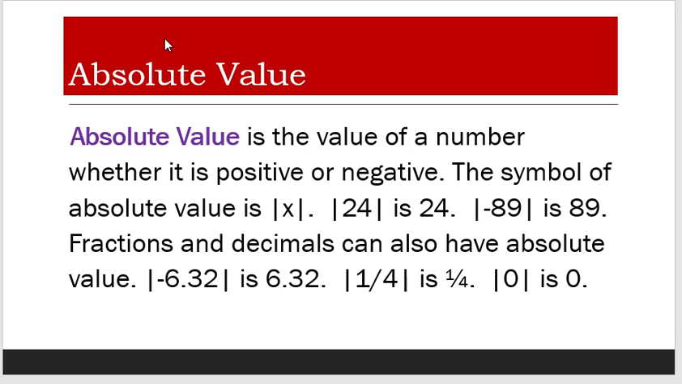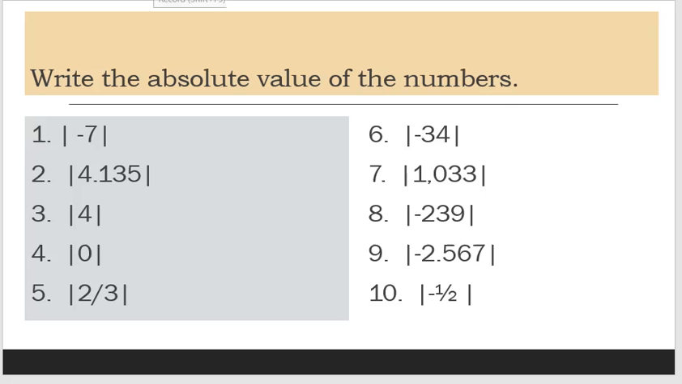Fractions and decimals can also have absolute value. The absolute value of -6.32 is 6.32. The absolute value of 1/4 is 1/4. The absolute value of 0 is 0. Write the absolute value of the numbers.